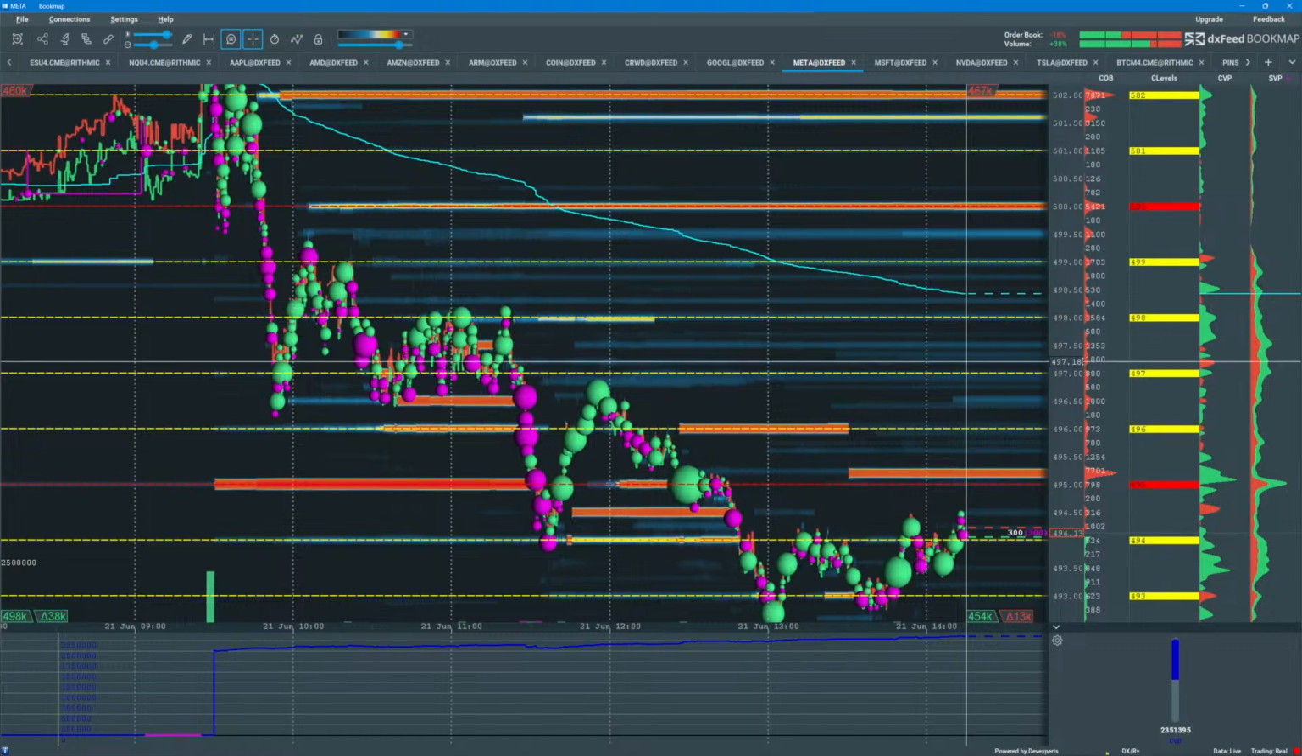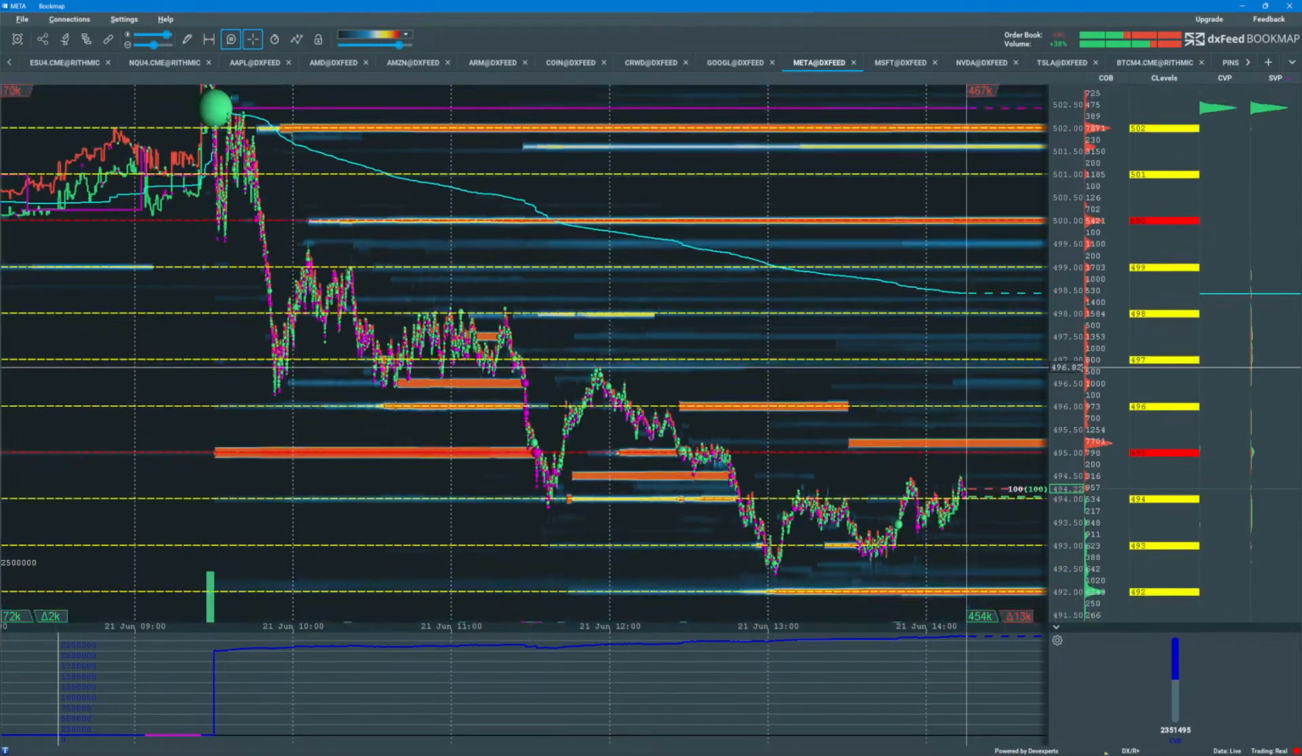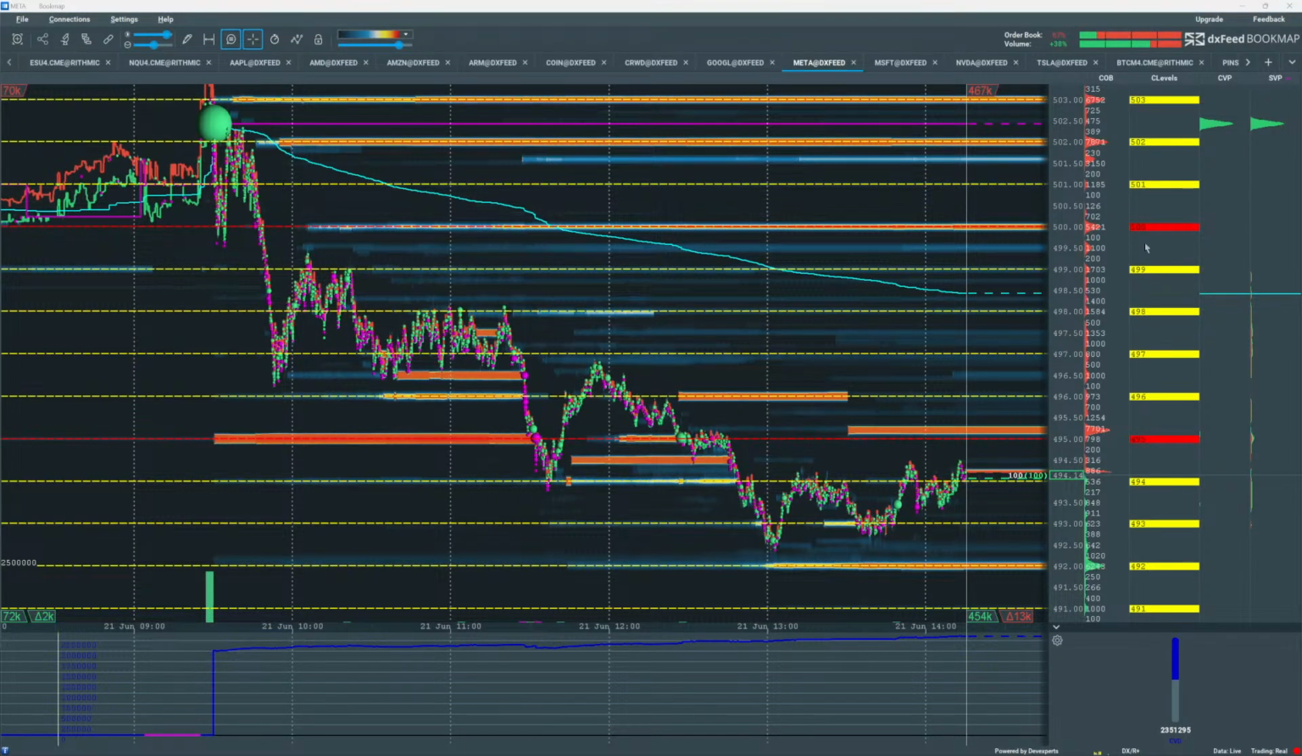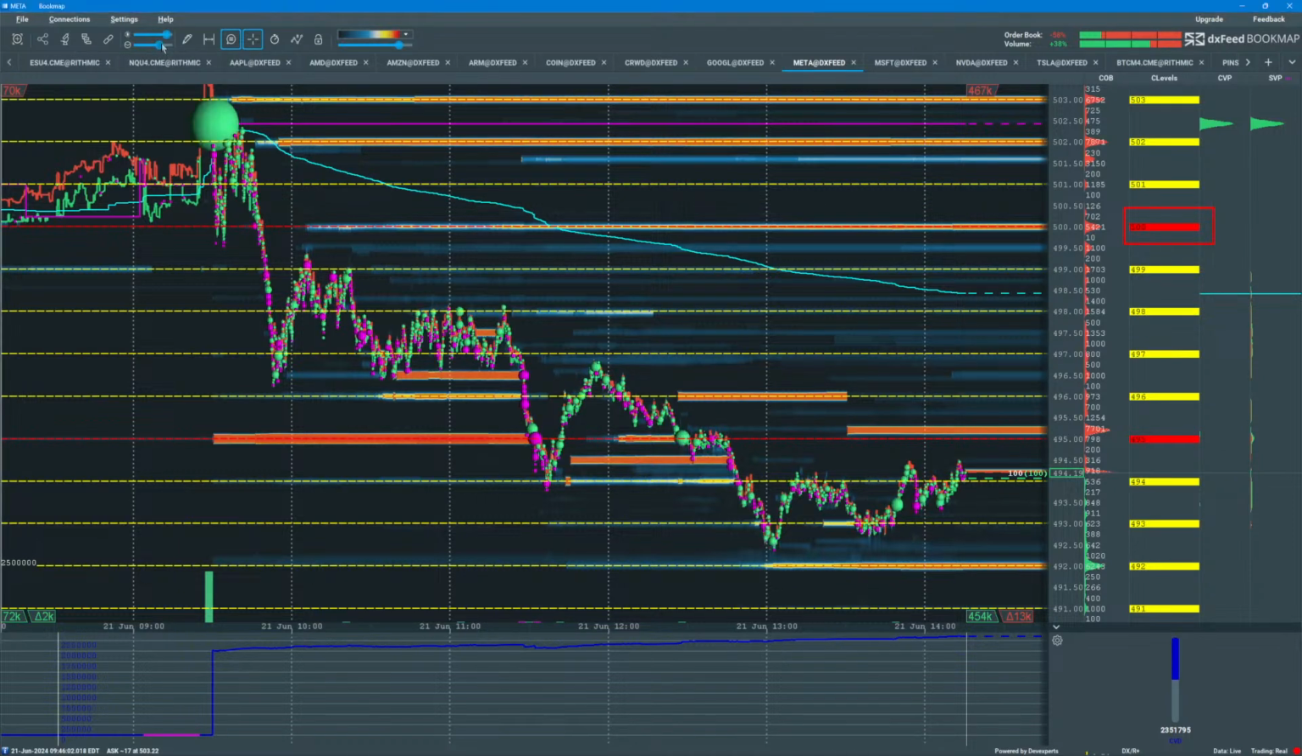Very bearish day here in Meta. Again, a very large opening print. 500 call wall, key gamma strike. Price broke below that level. Let me bump up the volume dots just a little bit.